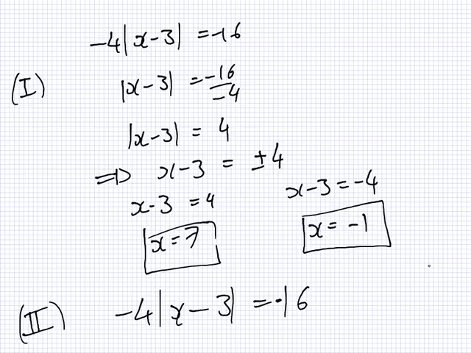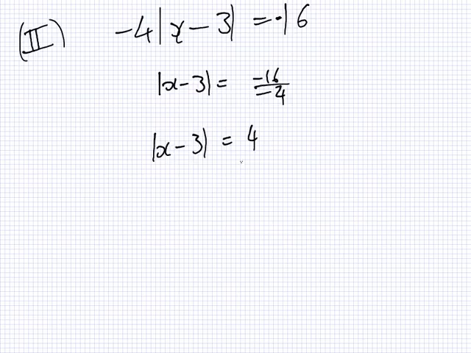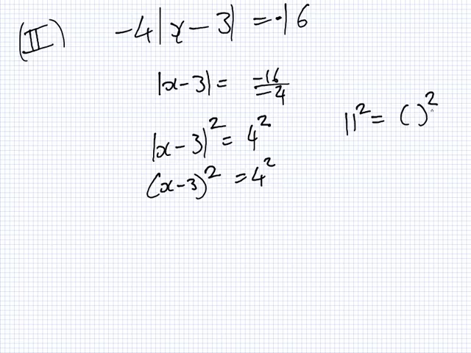You sure? Okay. Second way to solve it, it looks the same at the start. I'll just clean it up by dividing by minus 4. So I get modulus x minus 3 equal to 4. Then this is where it's different. I'll square both sides. The modulus is gone when you square, so I can just make it brackets. In other words, I can change this into this.